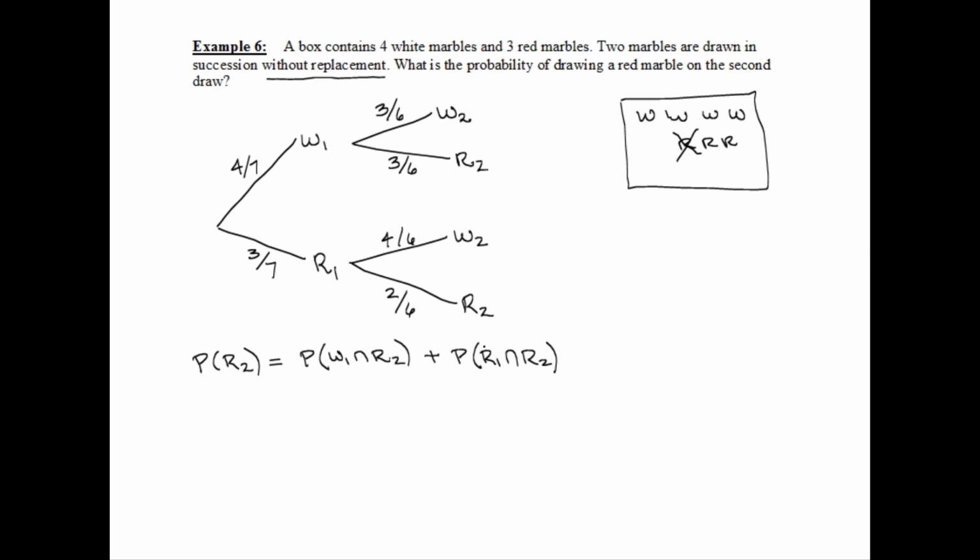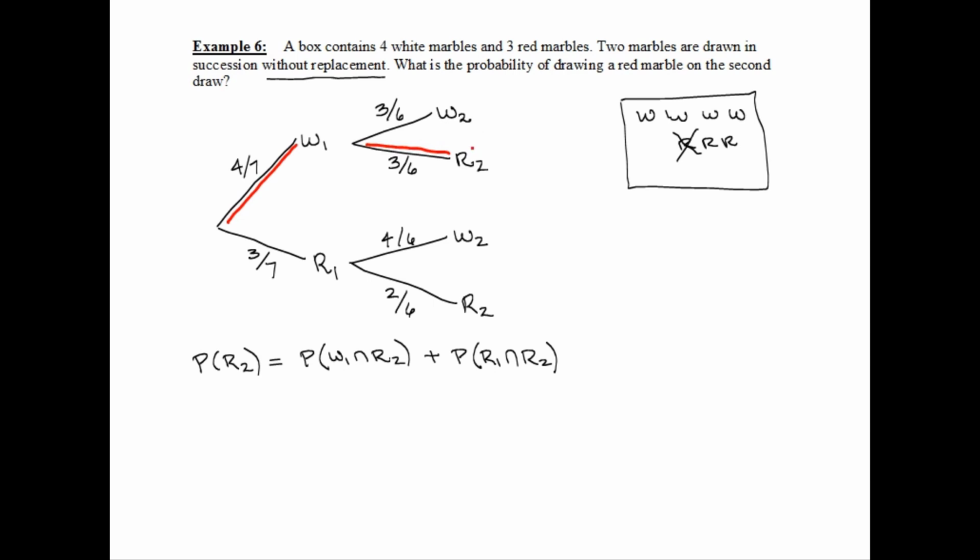So these are the things that can happen. Usually I wouldn't write that. Usually I would just think about the tree. I would look at the tree and ask myself, what are the ways that I can get a red marble on the second draw? Well, here's one way: go through W1 to get to R2.